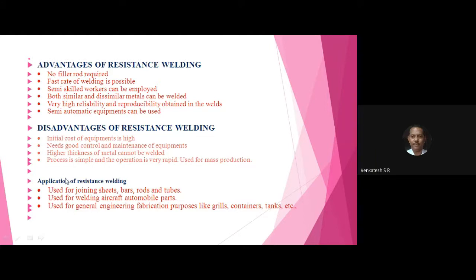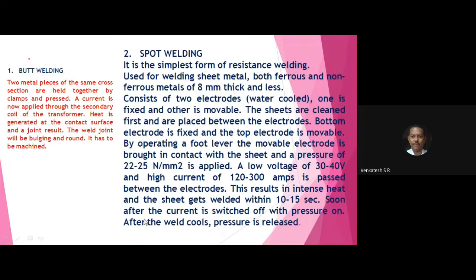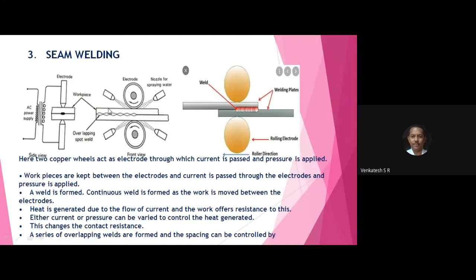Applications: manufacturing of almirahs, joining of sheets, bars and rods, and use in the body of the automobile, the body of the aircraft, and general fabrication work. You can use resistance welding. So this is the explanation for spot welding, and this is the seam welding.